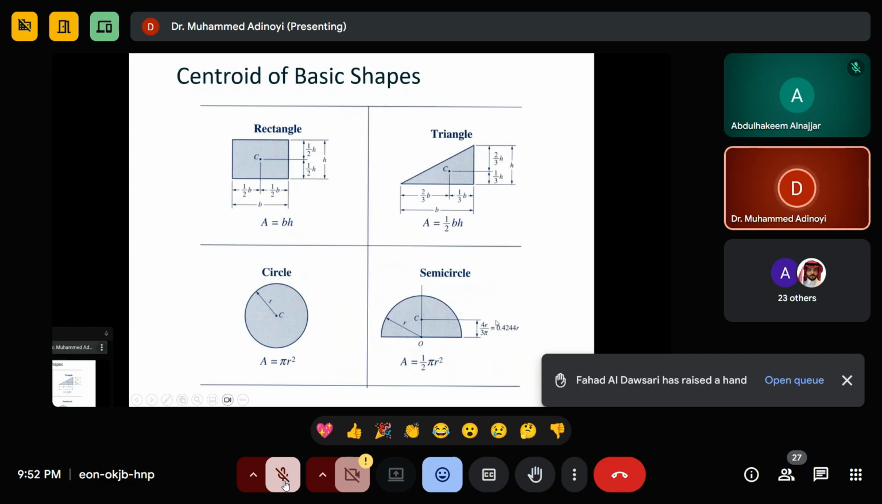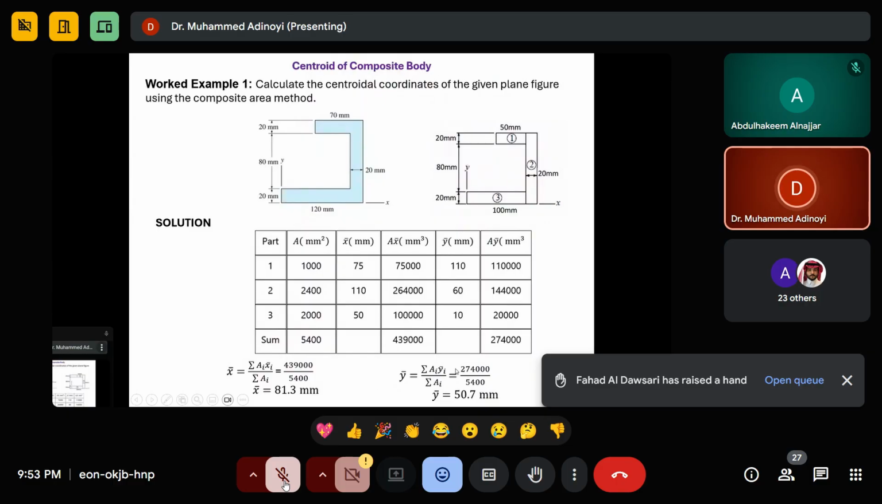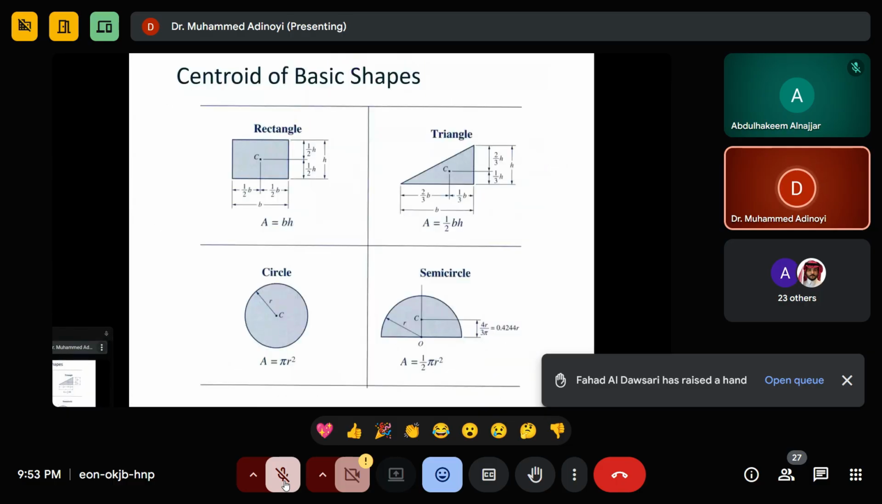4/3 r over pi. Or this one. And this is the area of the circle. Sometimes you have a shape that is composite. When you say composite, it means that two or more of these shapes are joined together.